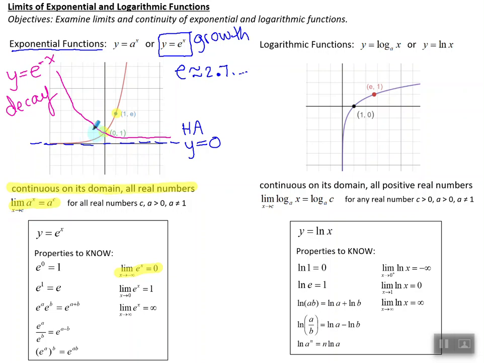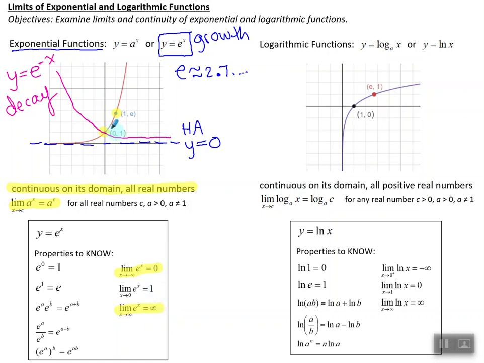Now, noticing that the graph is continuous on the real numbers, we can take a look at the other limits. We already examined what happens to the left. As x approaches negative infinity, the function gets closer to 0. As the graph moves to the right, so as x approaches positive infinity, this function goes up. The function goes to positive infinity.